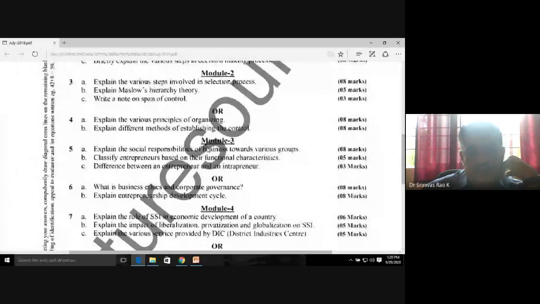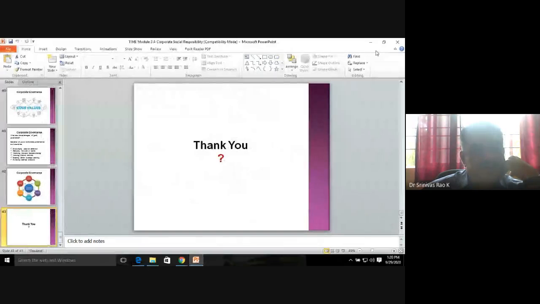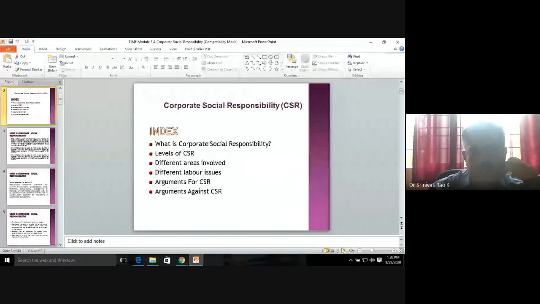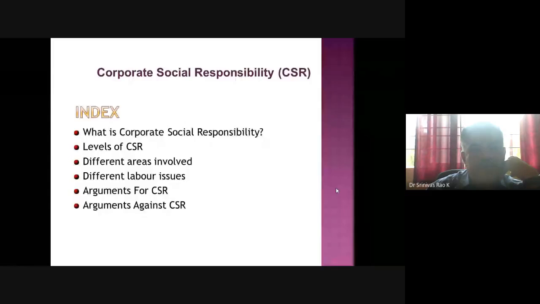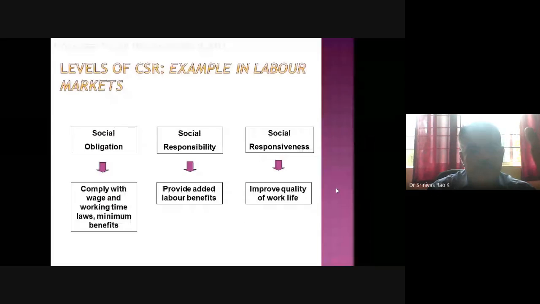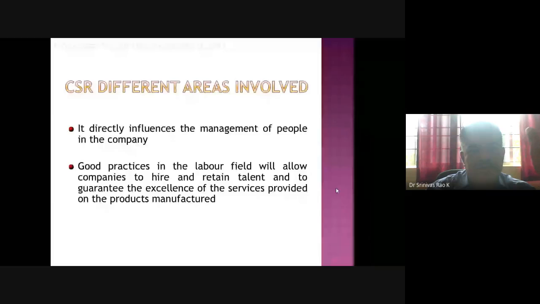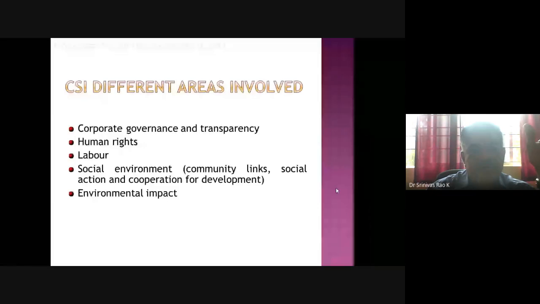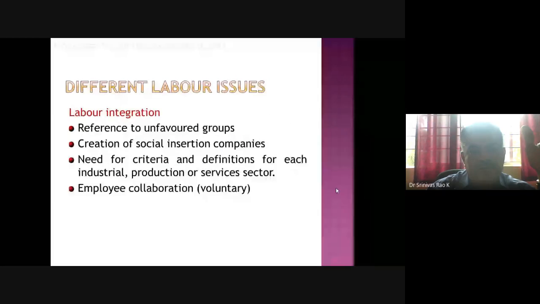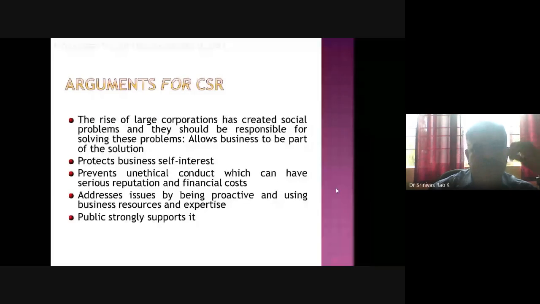If at all you want to see that, I can show that. So corporate social responsibility levels and different areas. This is also part of that question. These are the areas involved: corporate governance, transparency, human rights, labor issues, and all we discussed. These are all part of your different groups only. Then we saw how they are doing for all this. Yeah, this one you have to remember.